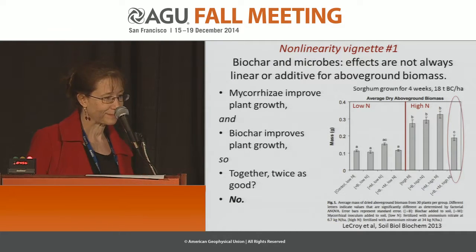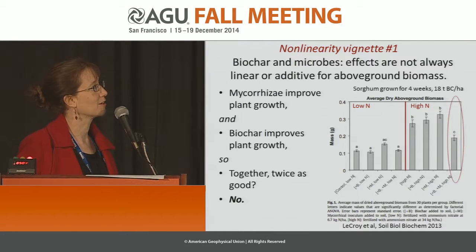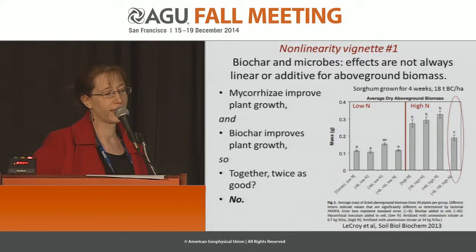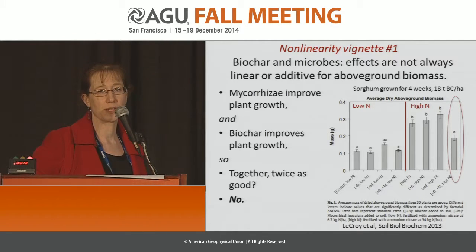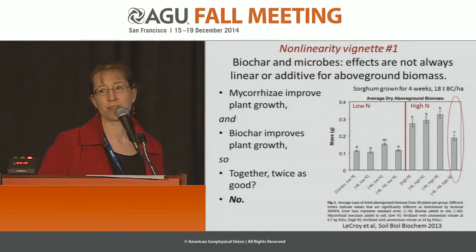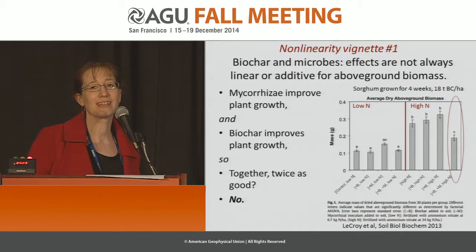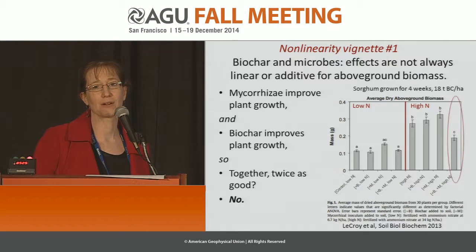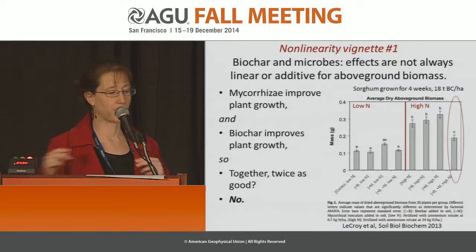In fact, in a greenhouse experiment that a really awesome undergrad in my group did about 2 years ago, he looked at the above ground dry biomass yield for sorghum grown at about 18 tons of biochar per hectare. And what he showed is that in a triple treatment with biochar, mycorrhizae, and nitrogen, he almost halved the above ground biomass yield. So in this case, it's not only not additive, the combination of biochar and mycorrhizae, but the two of them together are acting to reduce the yield of above ground biomass.